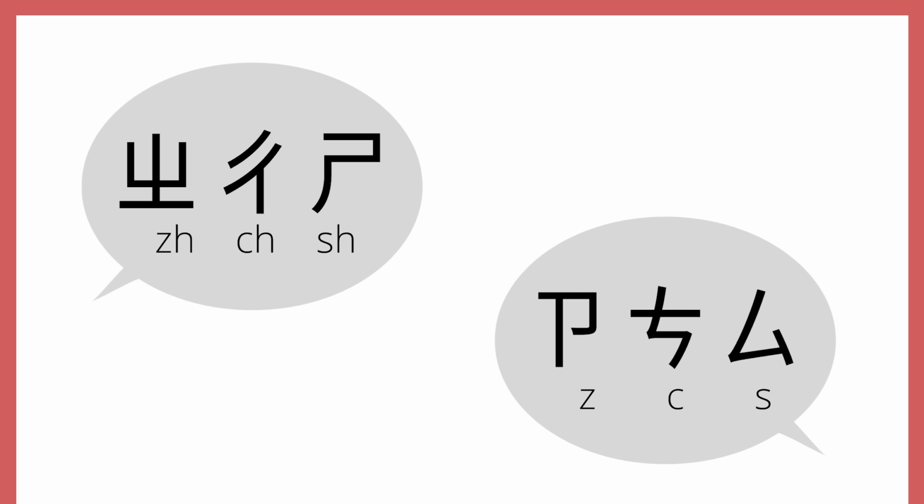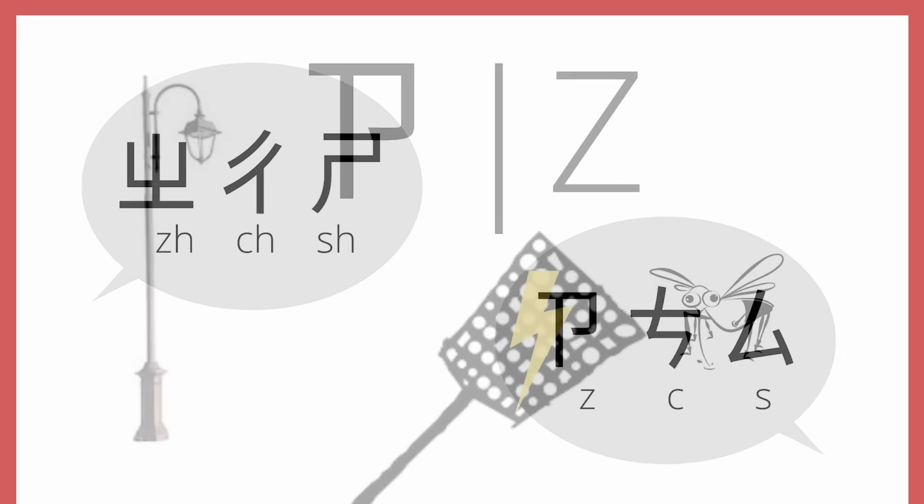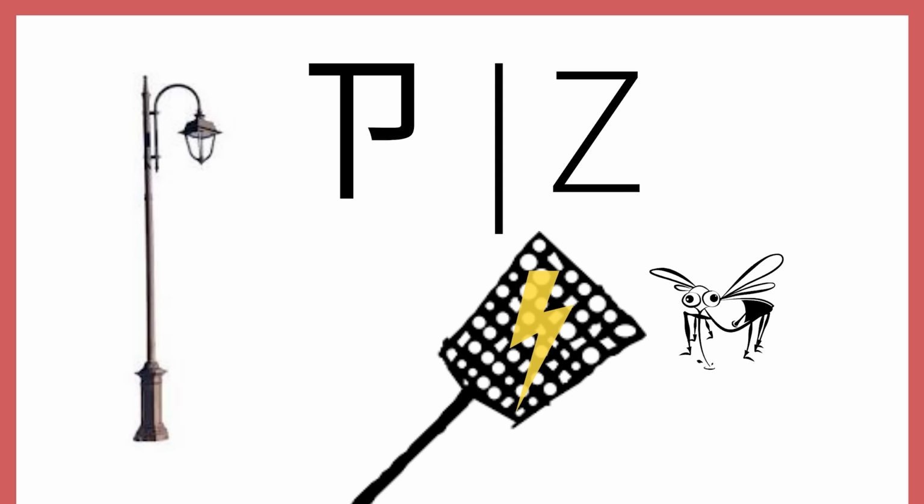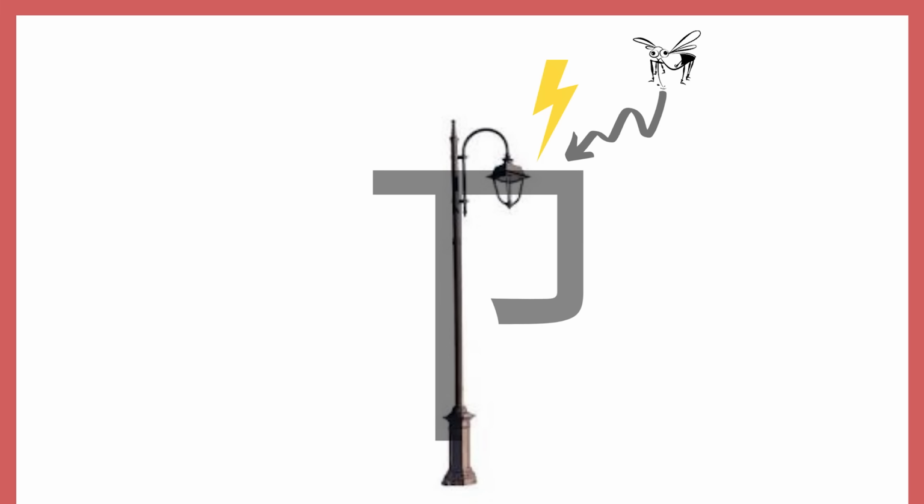Hear it? If not, don't worry. It'll take a little time at first. Okay. Zi is like when a mosquito gets too close to an electric fly swatter or a lamp and it goes zap. It's not just zzz, it's dzzz, like with a D-ish sound at the beginning. Zi. The pinyin is Z, and the zhuyin looks a bit like a lamppost, don't you think?